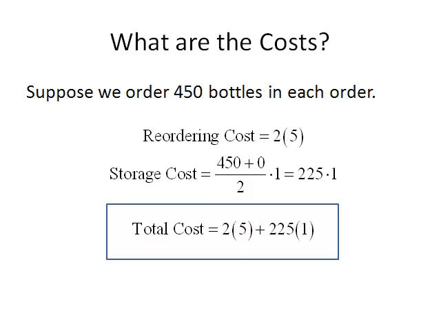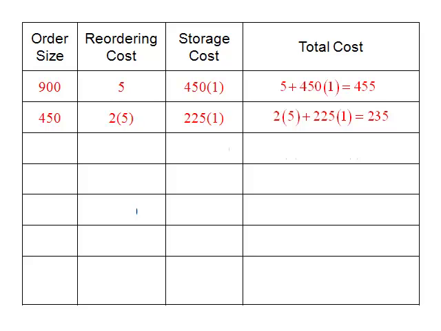An order size of 450 leads to a reordering cost of 2 times 5, since 2 orders need to be made, and a storage cost of 225. This leads to a total cost of $235. Let's put these values into a table with the order size, reorder cost, storage cost, and the corresponding total cost. Notice that as the order size drops, the reordering cost increases and the storage cost drops.